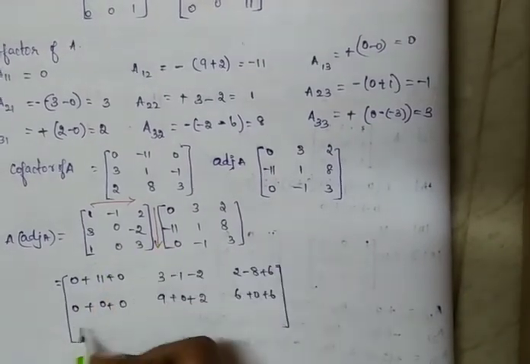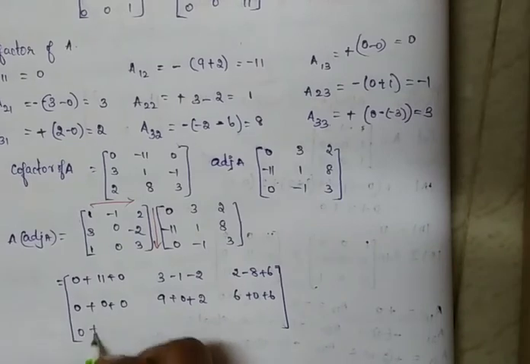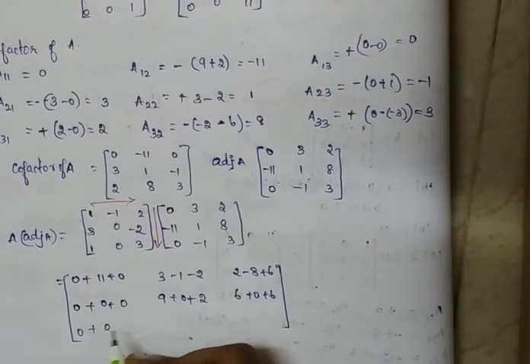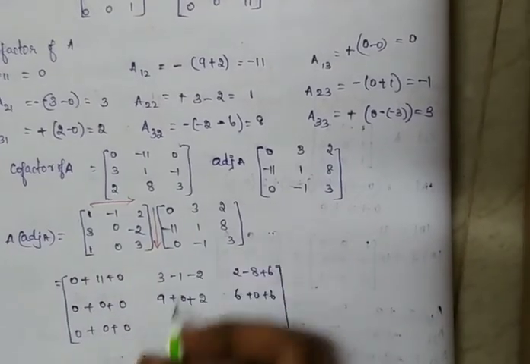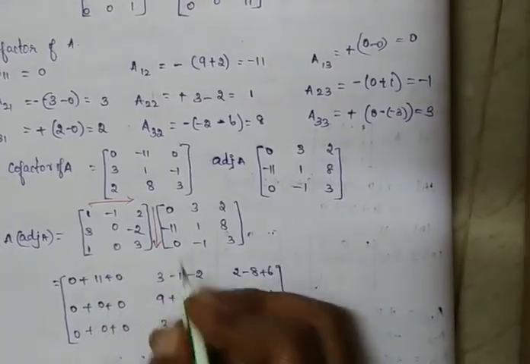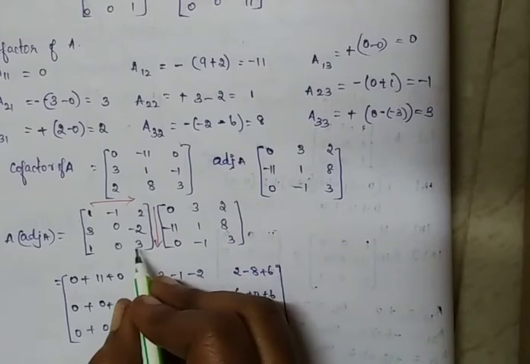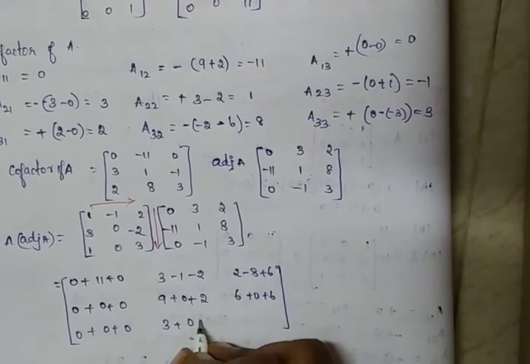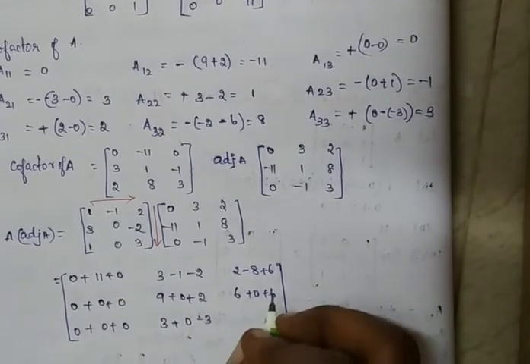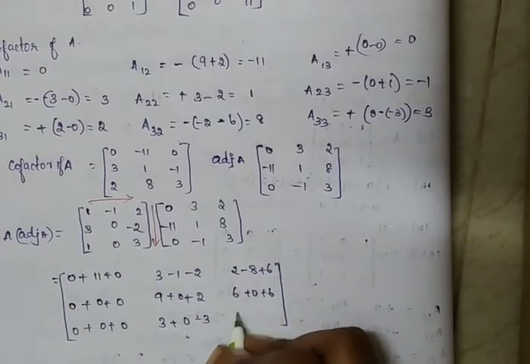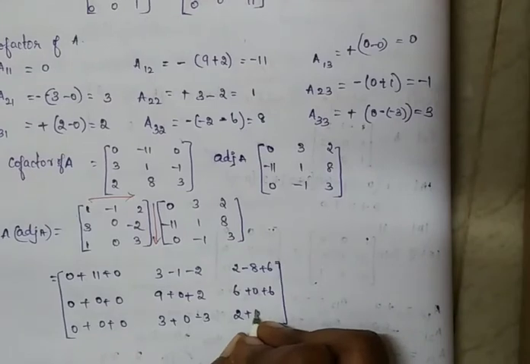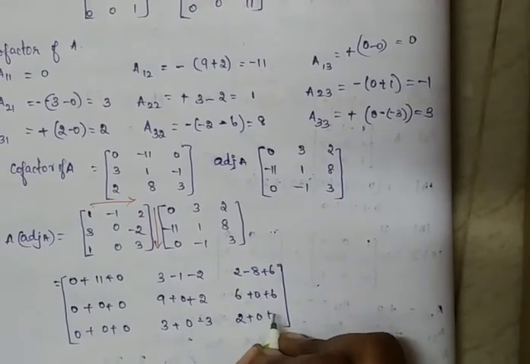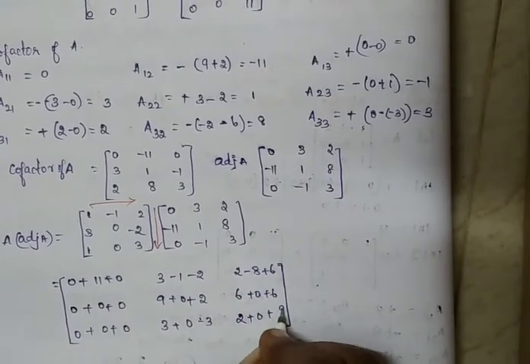Next, 1 into 0, 0, plus 0 into 11, 0, plus 3 into 0 is 0, 1 into 3 is 3, 0 into 1 is 0. 3 into minus 1 is minus 3. Next 1 into 2 is 2 plus 0 into 8 is 0 plus 3 into 3 is 9.